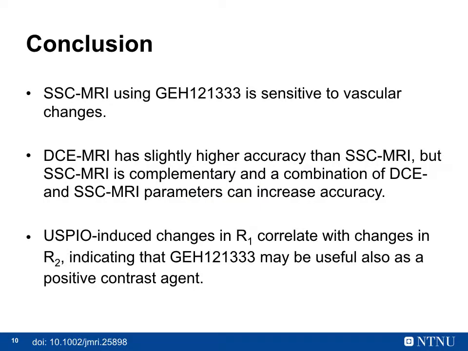Our study concludes that SSC MRI using GEH-121-333 is sensitive to vascular changes. DCE MRI has slightly higher accuracy than SSC MRI, but SSC MRI is complementary, and a combination of DCE and SSC MRI parameters can increase accuracy. USPIO-induced changes in R1 correlate with changes in R2, which is indicating that GEH-121-333 may be useful also as a positive contrast agent.